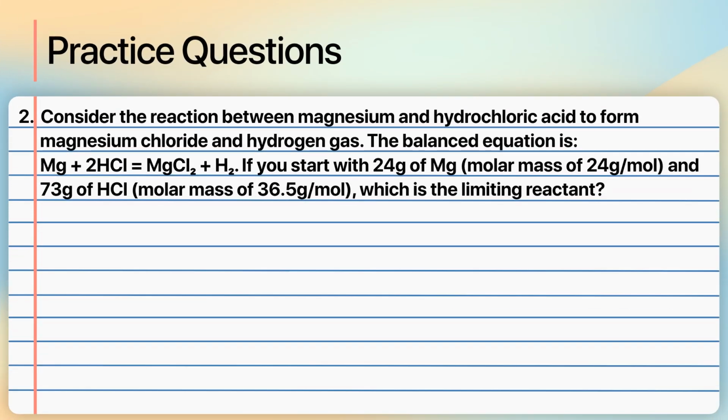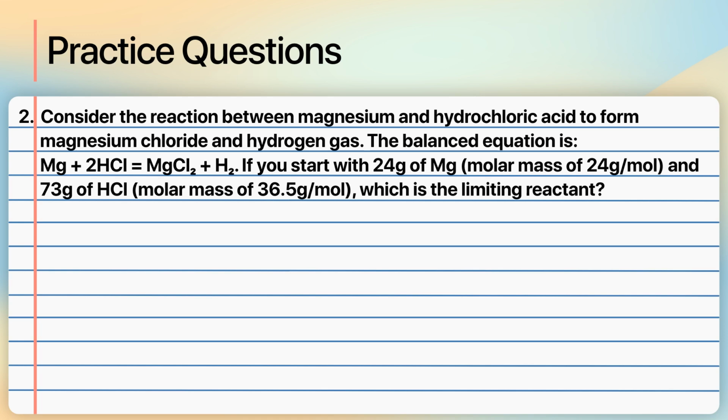Question 2. Consider the reaction between magnesium and hydrochloric acid to form magnesium chloride and hydrogen gas. The balanced equation is as follows. If you start with 24 grams of magnesium and 73 grams of hydrochloric acid, which is the limiting reactant? First, convert the masses to moles.